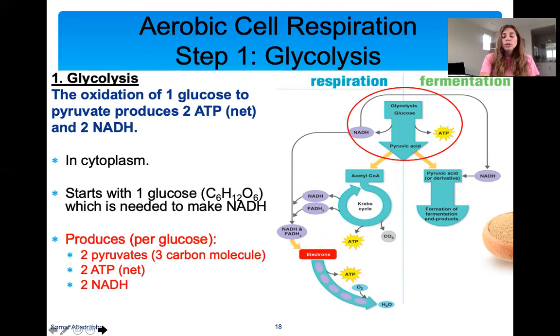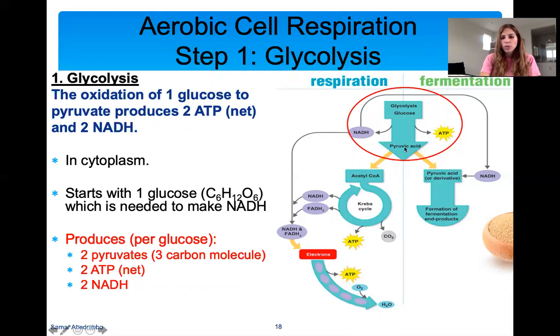Glycolysis is when you take glucose and you break it down into 2 pyruvate molecules. When we oxidize glucose, remember from chemistry, oxidize means you lose electrons. So you take glucose and break it down into pyruvates. Pyruvates are 3-carbon sugars, and you produce a net of 2 ATP. If I were drawing a cell, glycolysis always happens in the cytoplasm of a cell, where glucose enters the cell and is broken down into 2 pyruvate molecules.